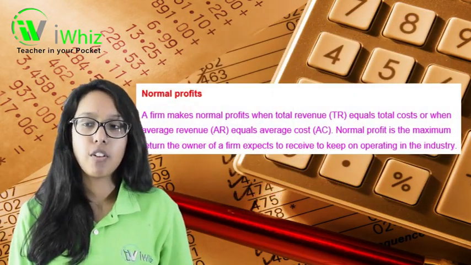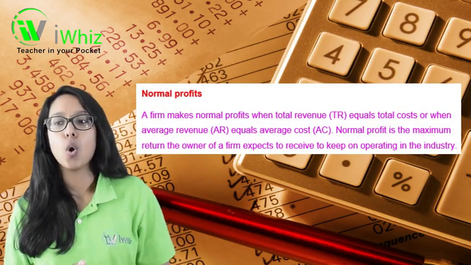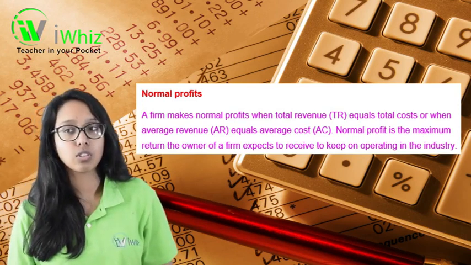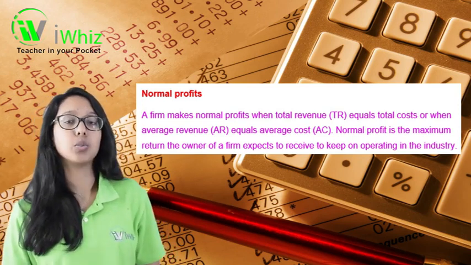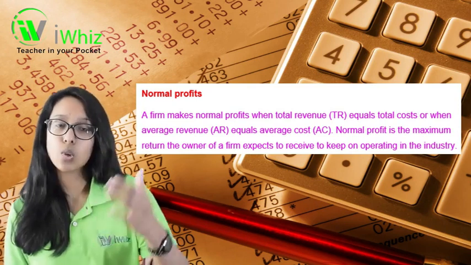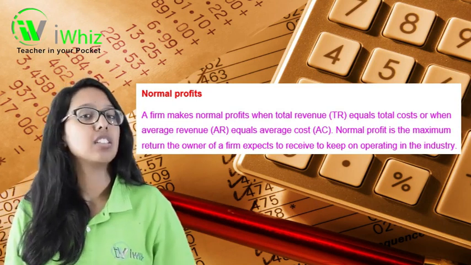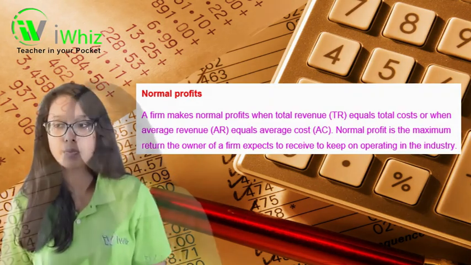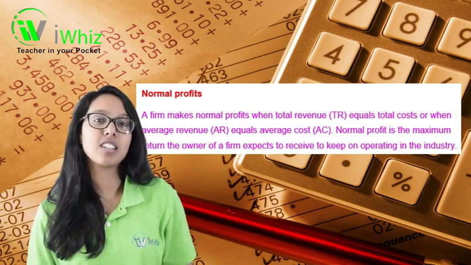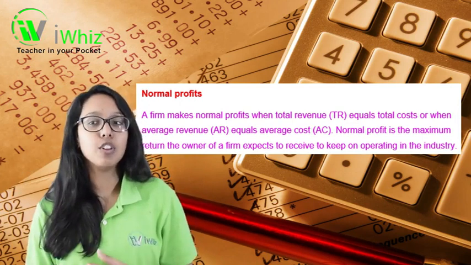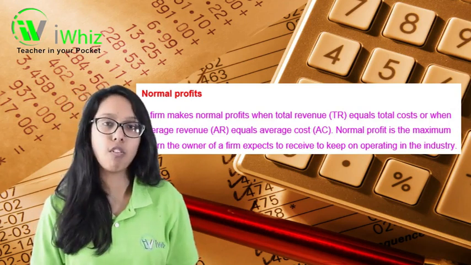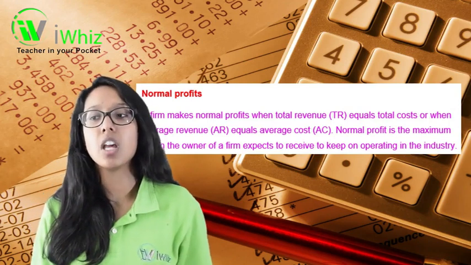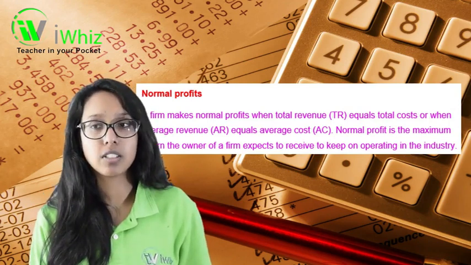If you look at your normal profits, a firm makes normal profits when total revenue, or total income, is equal to your total costs, or when your average revenue is equal to your average cost. Remember, total is all added together, and average is each cost added together divided by the total number of costs that you may have. Your normal profit is the minimum return the owner and the firm expects to receive. So in order to keep on operating in the industry that they're working in, they expect to receive a certain profit, and that's called your normal profit.